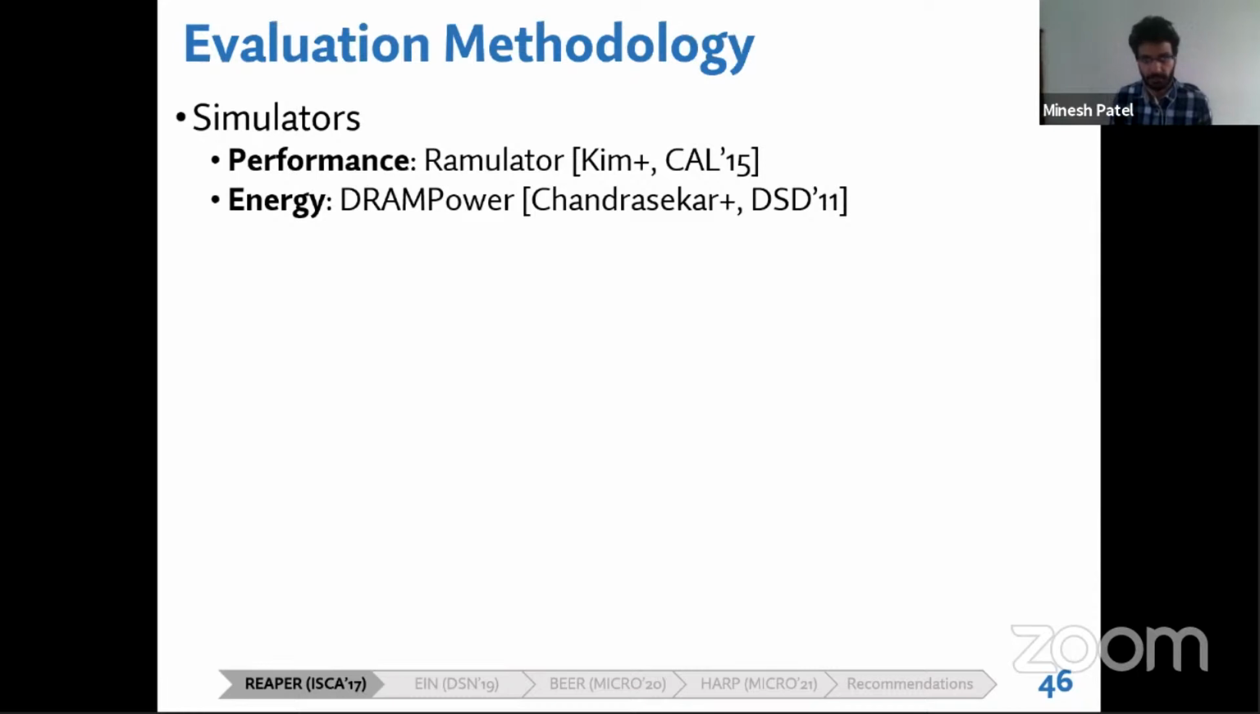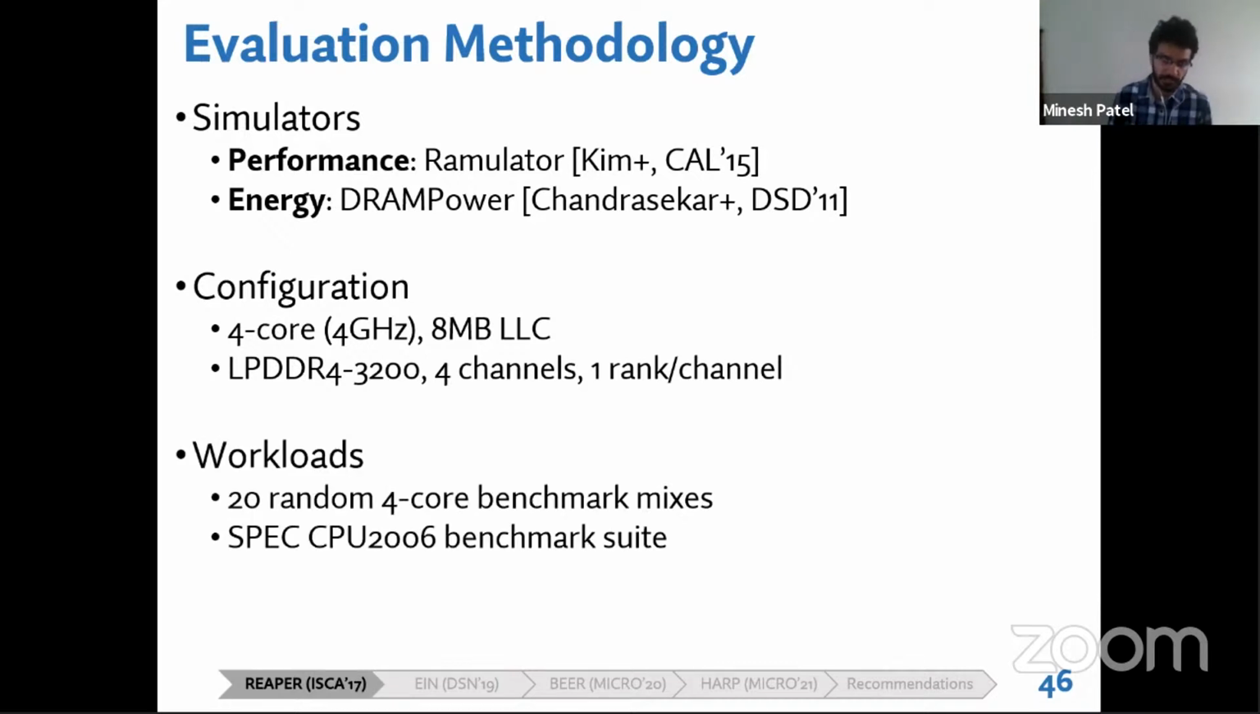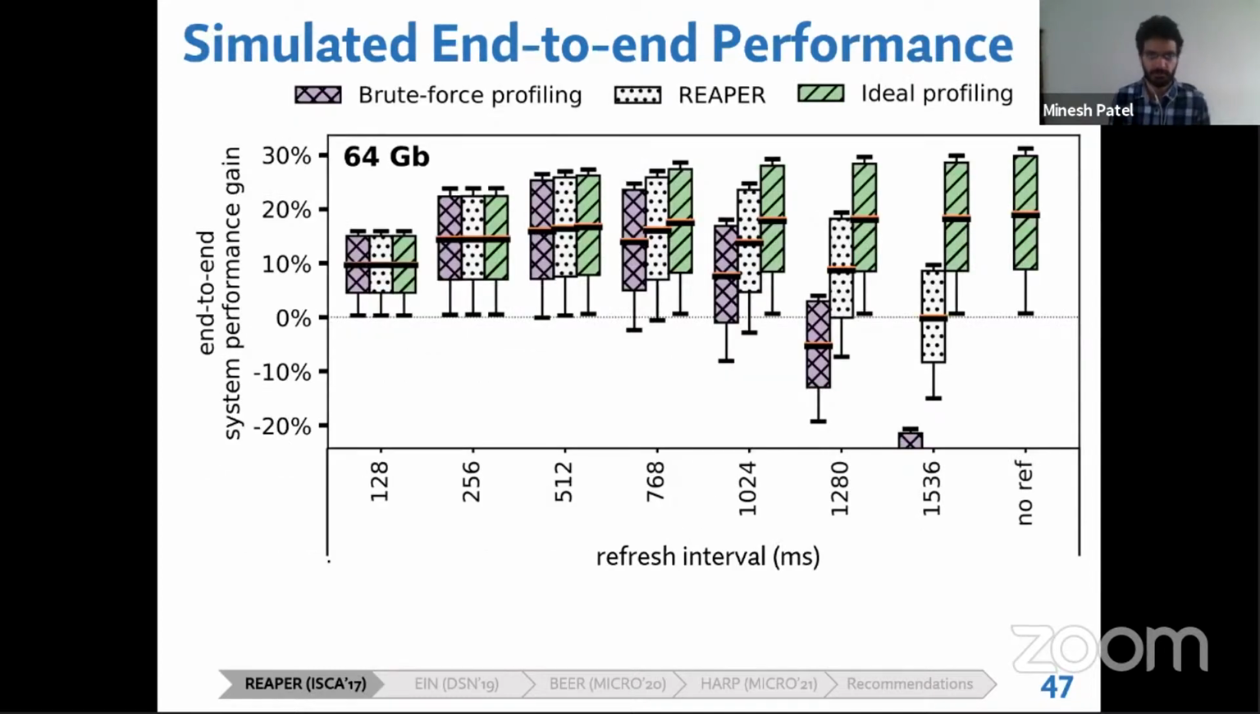To describe our evaluation methodology, we use a simulator called Ramulator to evaluate performance and DRAMPower to evaluate DRAM energy. We model a typical 4-core system that uses 4 channels of LPDDR4 DRAM. We measure performance and energy across 20 random 4-core benchmark mixes that are drawn from the SPEC CPU 2006 benchmark suite.